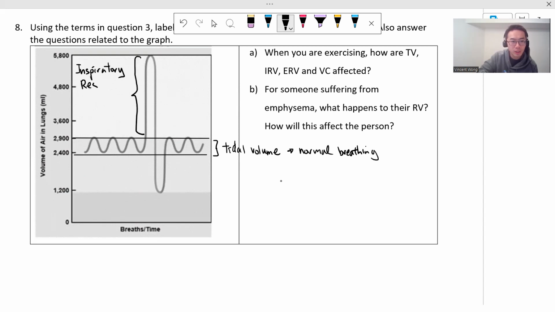Inspiratory reserve volume. It's the extra bit of air that you can inhale beyond your regular breathing. Just stop me, yeah, if I'm not making sense to you.